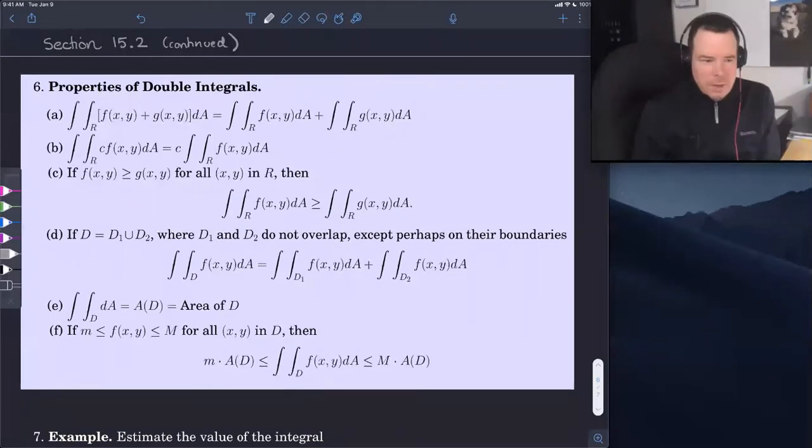If f is greater than g, then the integral of f must be bigger than the integral of g.